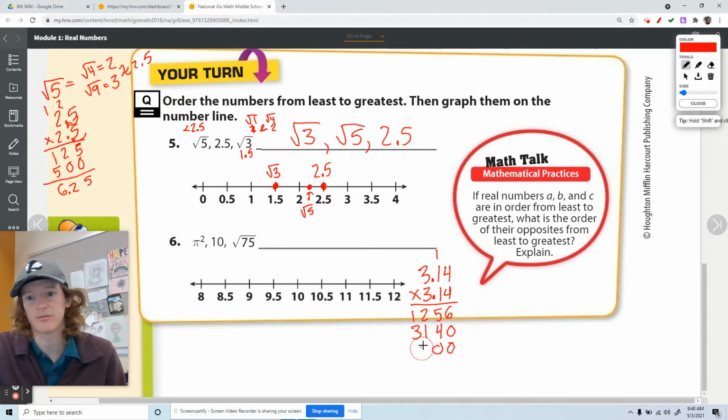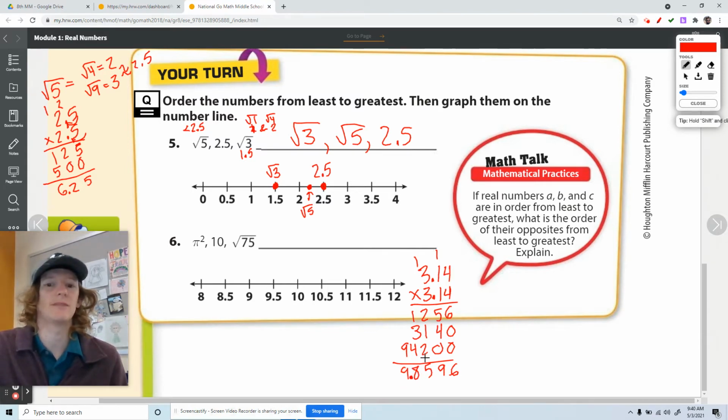4 times 3 is 12. 3 times 1 is 3, plus 1 is 4. 3 times 3 is 9. So we have 6, 9, 1, 2, 3, 4, 5, 4, 7, 8, 9. Move our decimal 1, 2, 3, 4 times over. All right, so pi squared is about 9.8.